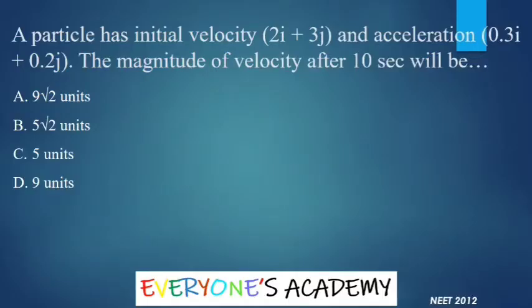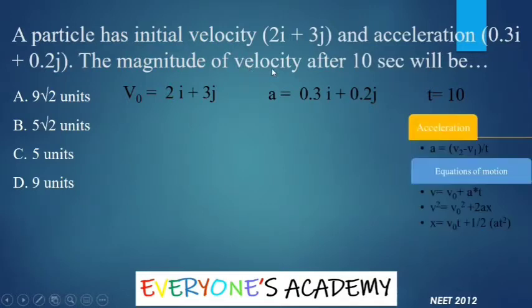In this next problem, it is given that a particle has initial velocity 2i plus 3j. That means initial velocity is given, that is 2i plus 3j, and acceleration is given, that is 0.3i plus 0.2j. And the magnitude of velocity after 10 seconds will be. So time is also given, that is t equal to 10 seconds.